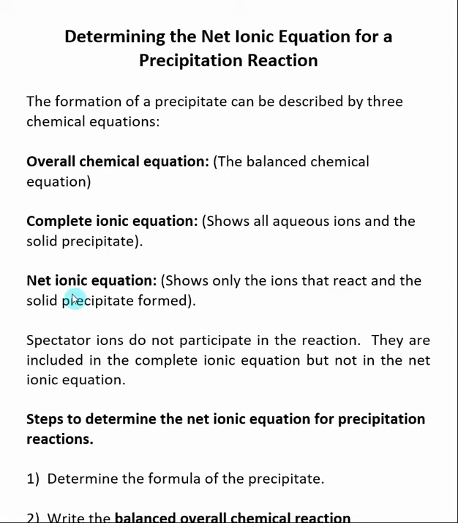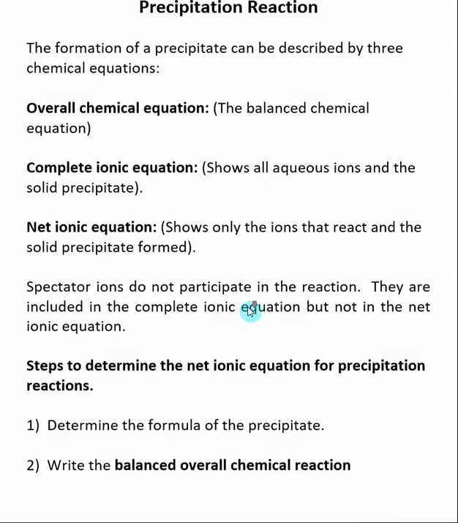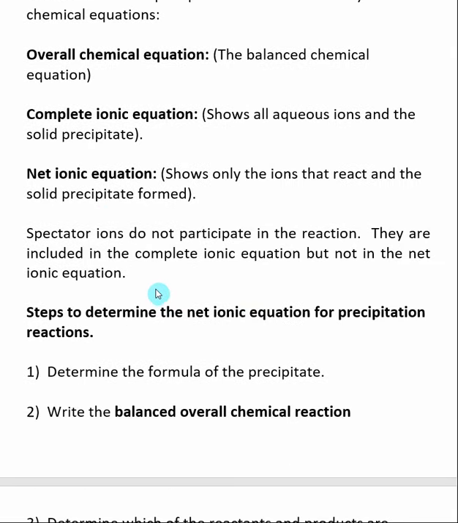The last one is called the net ionic equation, and this shows only the ions that react to form the solid precipitate. When we do this, we're going to find out that some ions are not really involved in the reaction. They're not necessarily involved in forming the precipitate. These are going to be called spectator ions because they really do not participate in the reaction. They are included in the complete ionic equation, however, they will not be included in the net ionic equation.